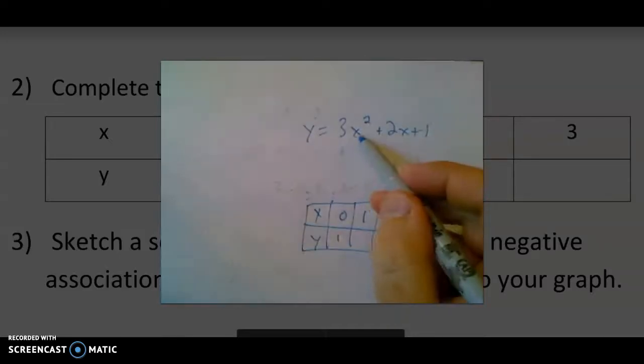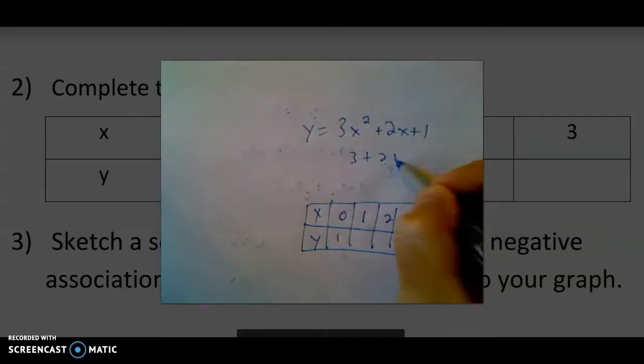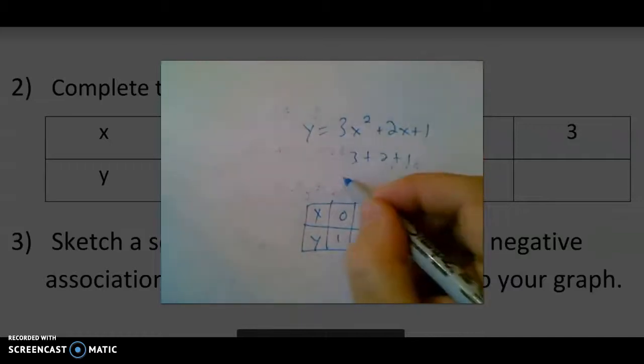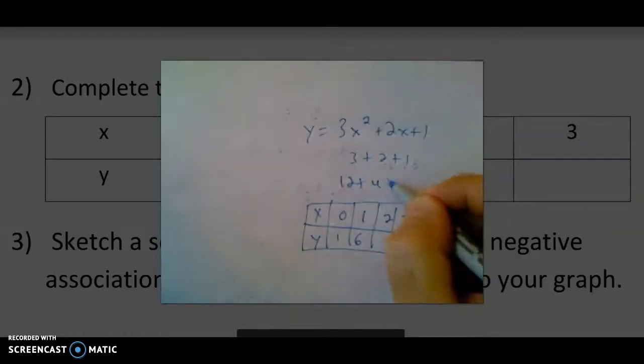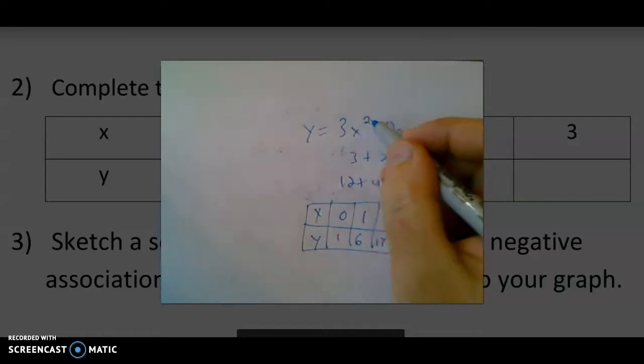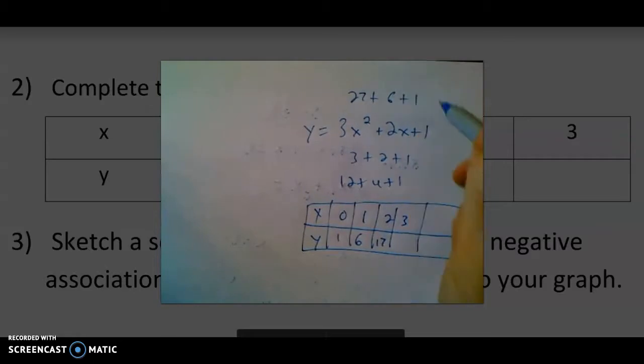If x is 1, you do 1 squared is 1 times 3 is 3. 2 times 1 is 2, plus 1, and that will give me 6. If x is 2, 2 squared is 4, times 3 is 12. 2 times 2 is 4, plus 1 will give me 17. If x is 3, you do 9 times 3 is 27, plus 6 plus 1 is going to be 34.